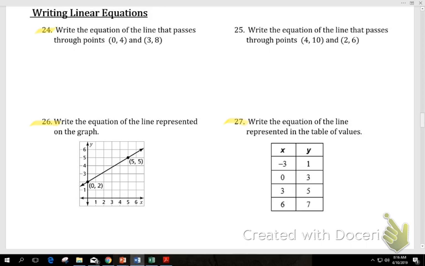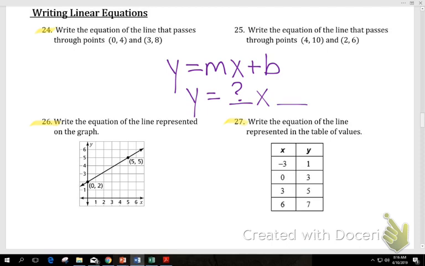Now, you're given different information in each one of these problems, but your end goal is to write an equation and to fill in the information into slope-intercept. So here's what you're trying to solve for. The y is a part of your formula. The m you don't know. The x is a part of your formula. And the b you don't know. Okay? So with each one of these problems, you're trying to solve for m. M stands for what? Slope. And you're trying to solve for b. B stands for what? B stands for the y-intercept.